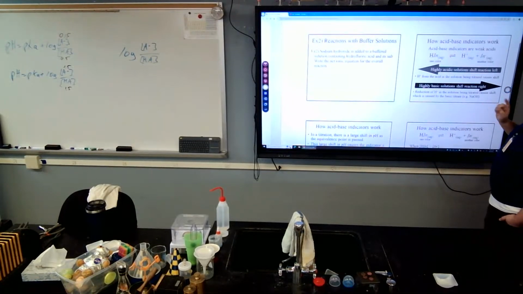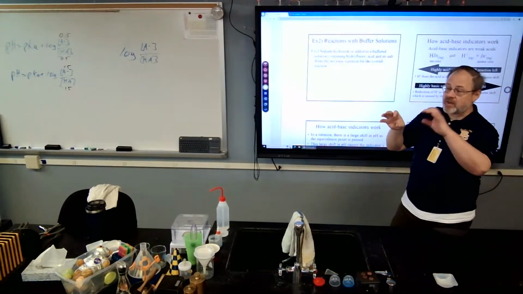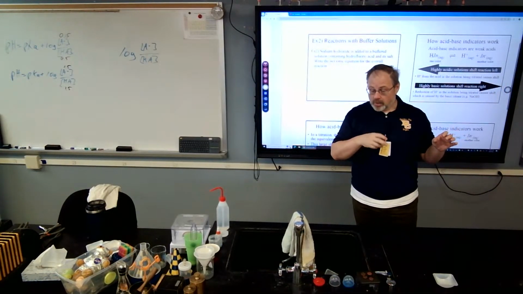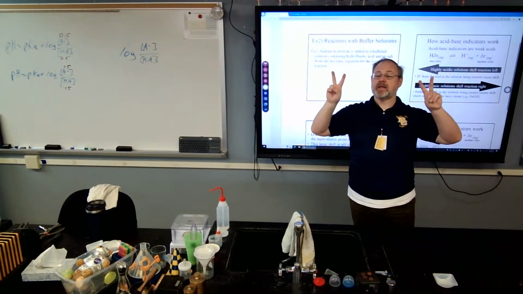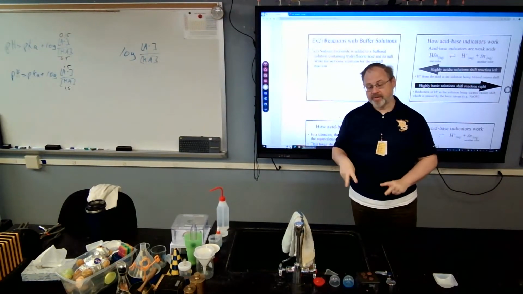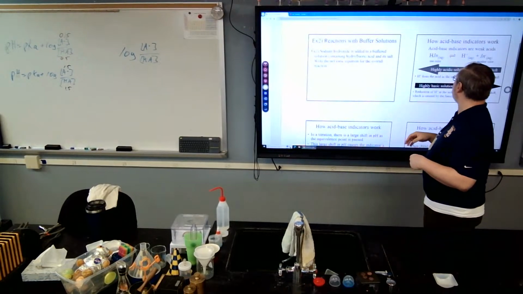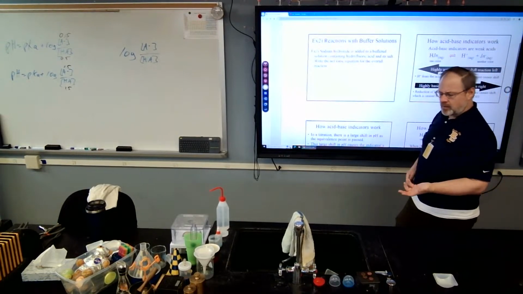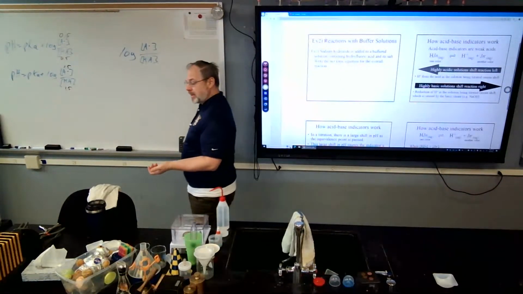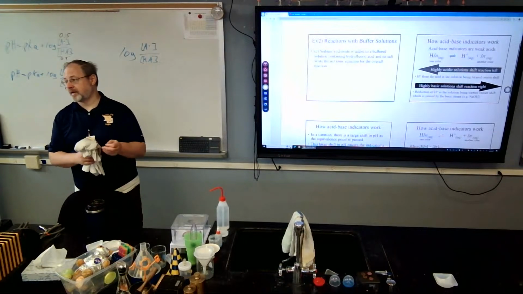Okay, indicators. So we talked about indicators before. When we're doing a titration, the point at which MAVA equals MBVB, the moles of A equals the moles of B, that's called the equivalence point. The end point is the point where an indicator changes color. So classically, one of the ones we use is phenolphthalein. It's a red compound in the presence of a base, and a colorless compound in the presence of an acid.